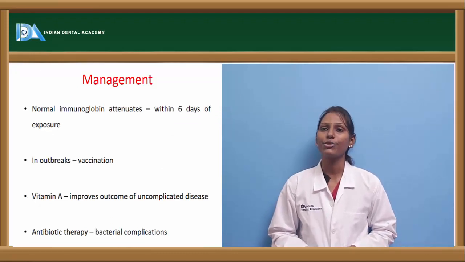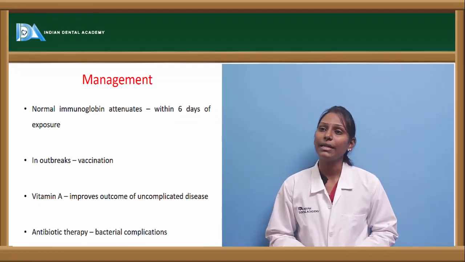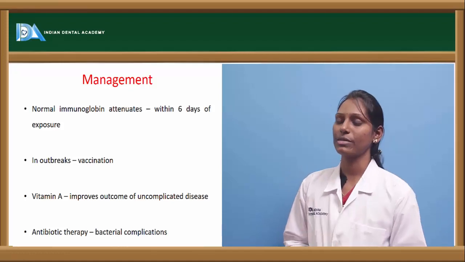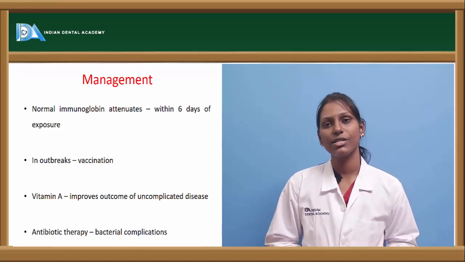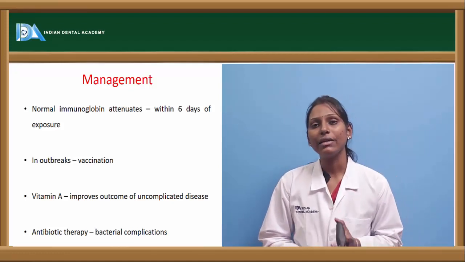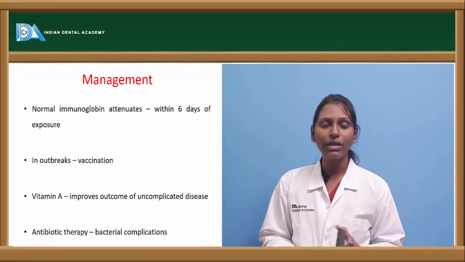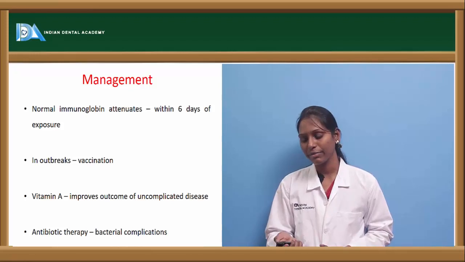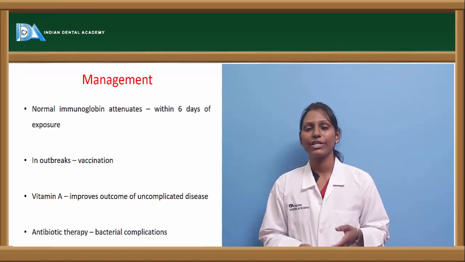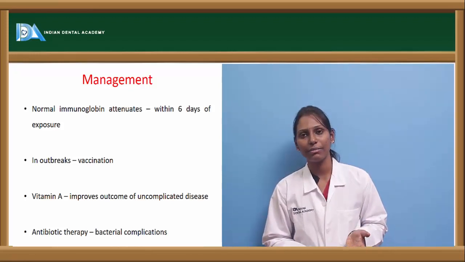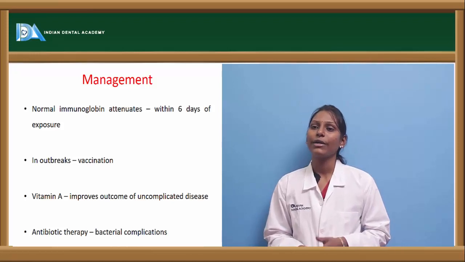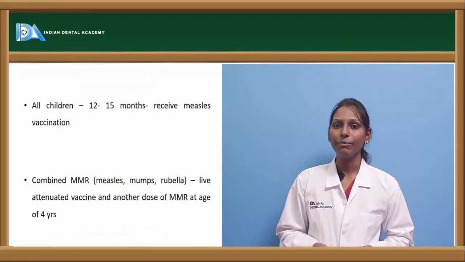Now coming to the management. Normal immunoglobulin attenuates the disease and can be given within 6 days of exposure. In outbreaks, vaccination will be helpful. Vitamin A is known to improve the outcome of uncomplicated disease. Antibiotic therapy will also be helpful in case of bacterial infections, such as superadded infections other than measles. In those cases, antimicrobial therapy will be useful.